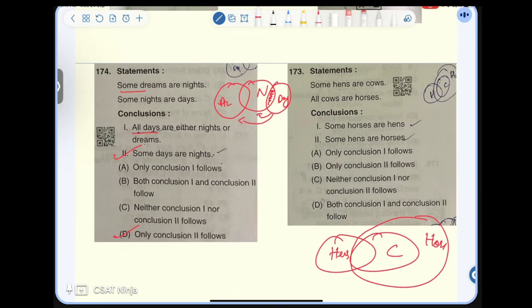What is asked? Some horses are hens. We can say that because there is some area that is shared between horses and hens. That means this will follow. Some hens are horses. We can say that. Which means both 1 and 2 will follow.